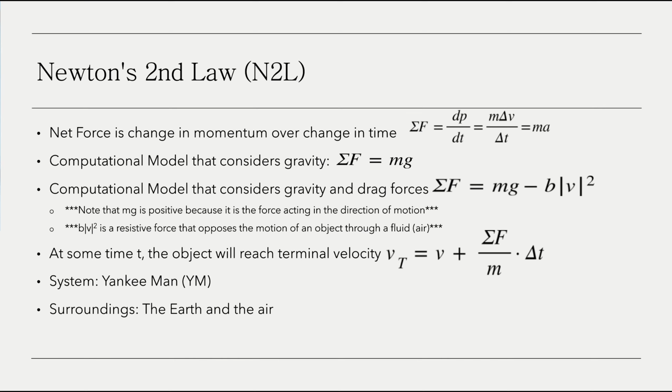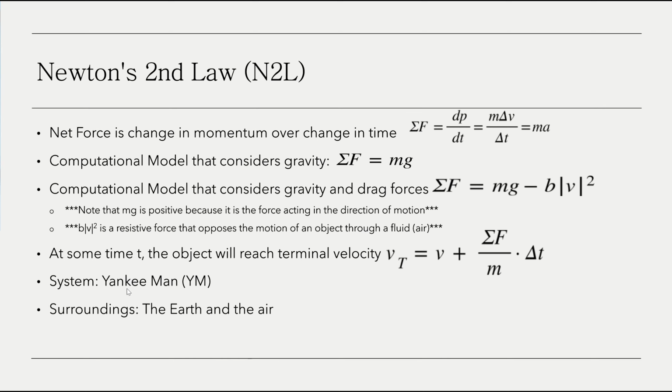And bv squared is in the negative direction because it is a resistive force that opposes the motion of an object through a fluid, in this case the air. And since mg is acting in the direction of motion, the bv squared is the resistive force, so it's negative. And at some time t, the object will reach a terminal velocity, so that's when the net force basically equals 0, since the gravitational force and the drag force cancel each other out. And so eventually the velocity of the object will plateau to the terminal velocity, since the net force becomes 0.